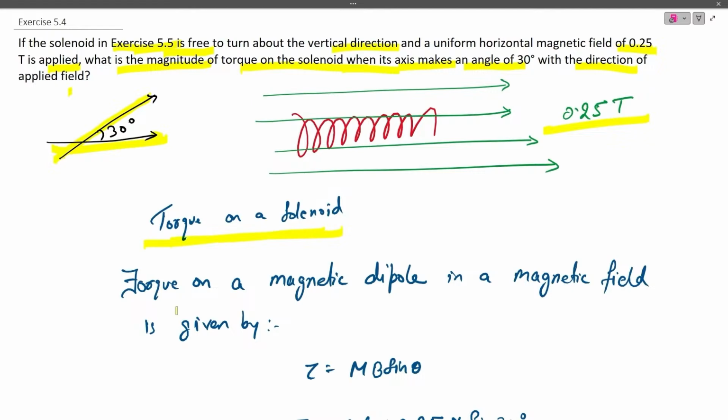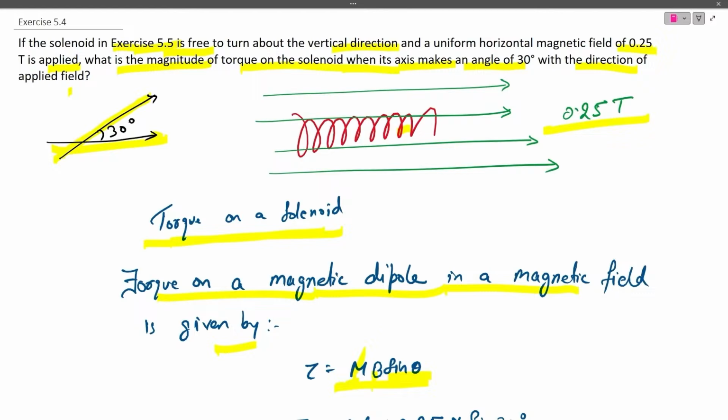Now we know that torque on a magnetic dipole in the magnetic field is given by tau equals mB sine theta, where m is the magnetic dipole moment. Here the solenoid will act as a magnetic dipole with the given magnetic dipole moment, and B is the magnitude of magnetic field, that is 0.25 Tesla, and theta is the angle between the solenoid axis or the magnetic dipole and the external magnetic field.